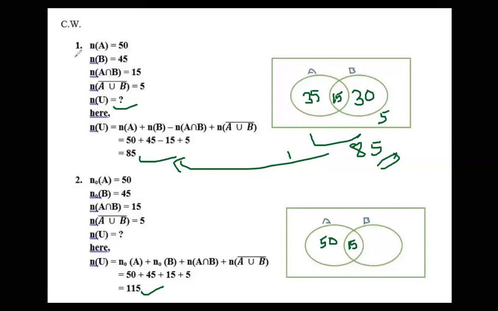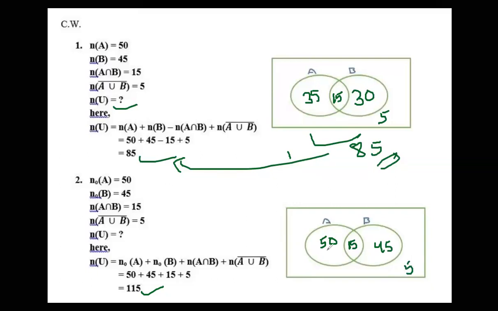For n(A), it includes 15 also. That's why we are subtracting it. But only A means only this part. Only B means only this part. So what is the value of only B? 45. And the complement is 5.